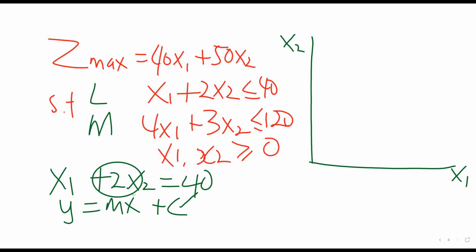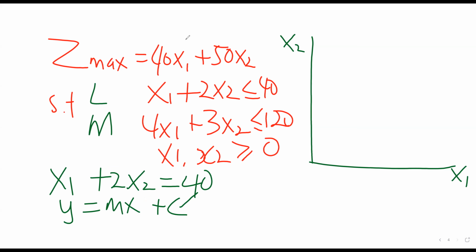What is going to be x1? Who can tell me? Assuming x2 is 0, what is x1? Okay. If x2 is 0, then x1 is 40. Good answer. So you will know that the coordinates that you need, the first one is 40.